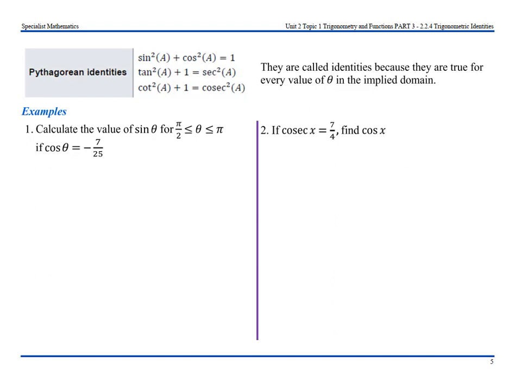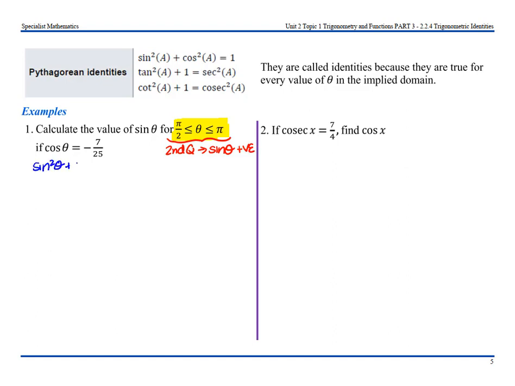Calculate the value of sine theta for pi on 2 is less than or equal to theta, which is less than or equal to pi, if cos theta is negative 7 over 25. Now, first of all, the domain tells us we're in our second quadrant, so that means our sine theta is going to be positive when we work out our answer. So write out our identity.